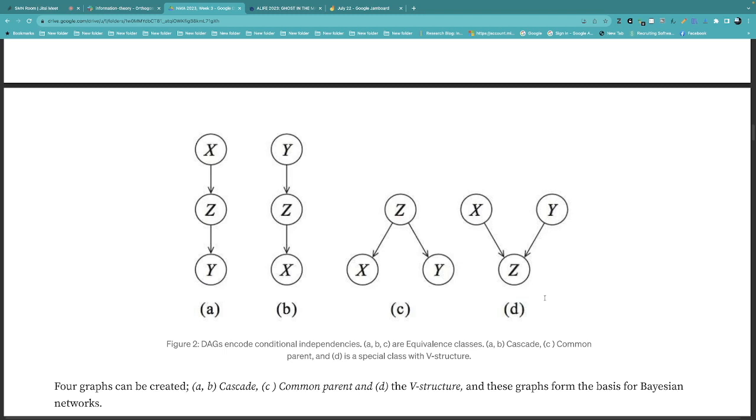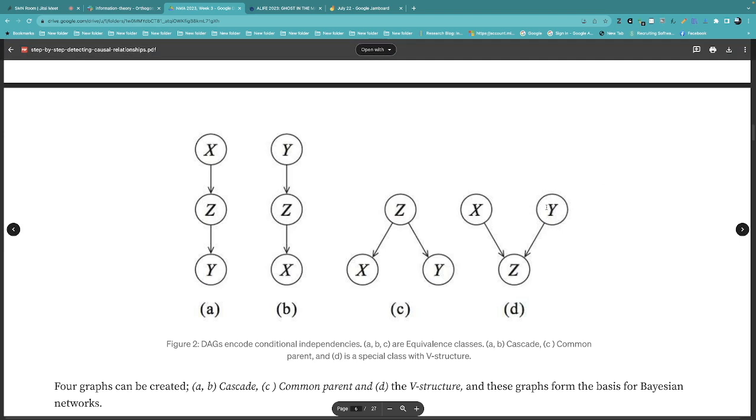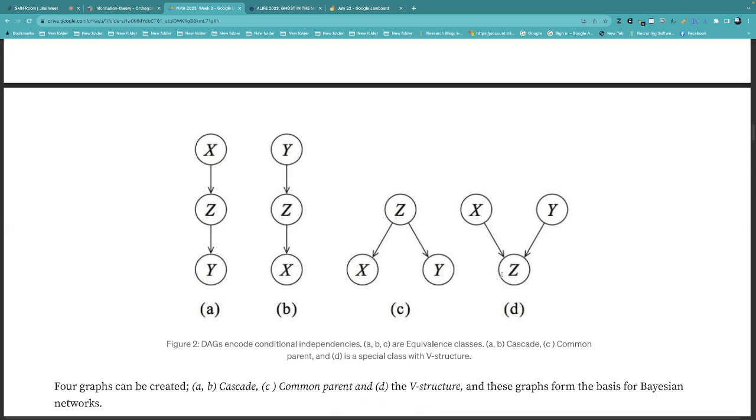And then D is a special class of V structure. This is where X and Y both affect Z. And you can disentangle these effects just by testing X versus testing Y. They're both contributing to Z. Each of them has an effect size on Z. And then you have to model those independently to disentangle it.